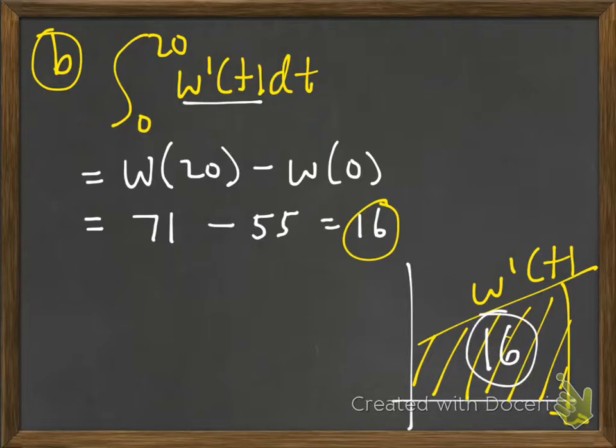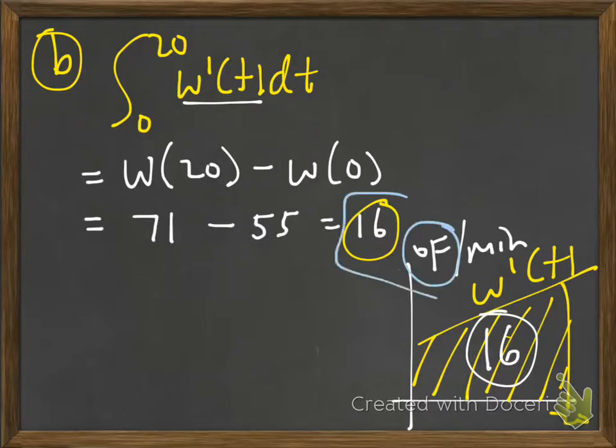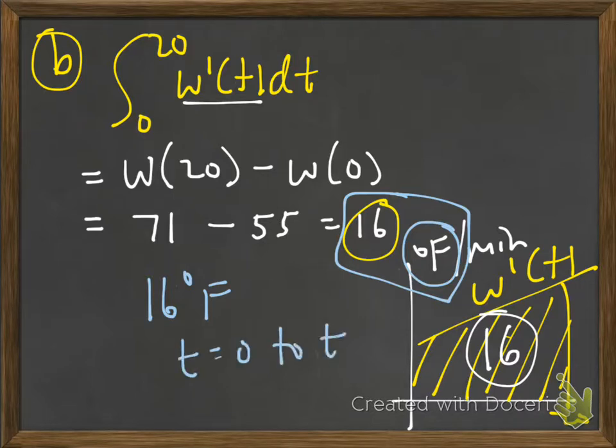W prime would be degrees Fahrenheit per minute, and when we integrate, we just get the degrees Fahrenheit. So 16 degrees Fahrenheit change, or I should say the water has warmed up by 16 degrees Fahrenheit in the first 20 minutes. So from t equals 0 to t equals 20, the temperature is warmed by 16 degrees.